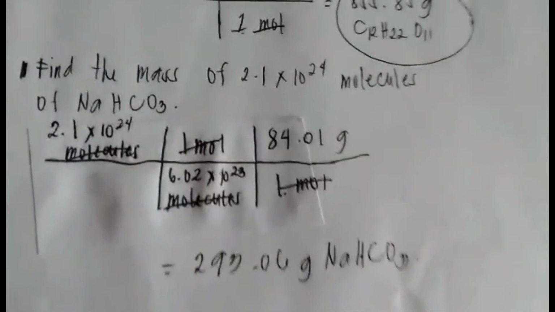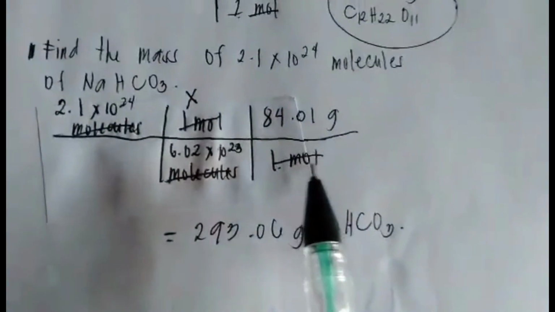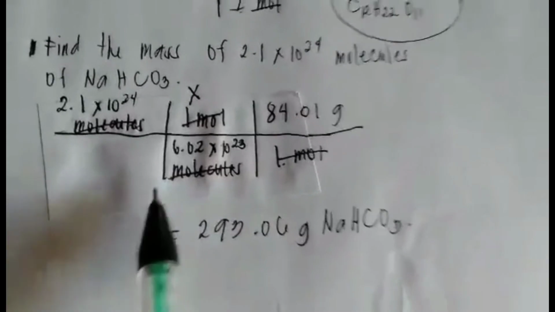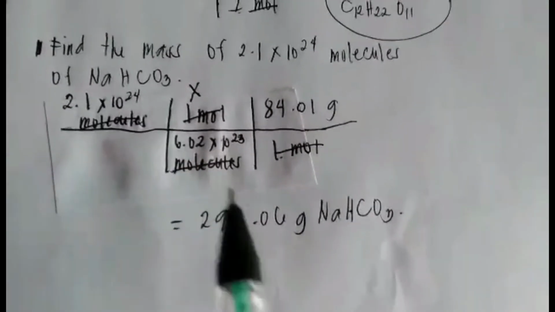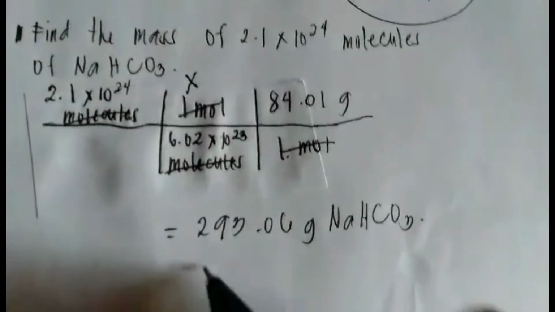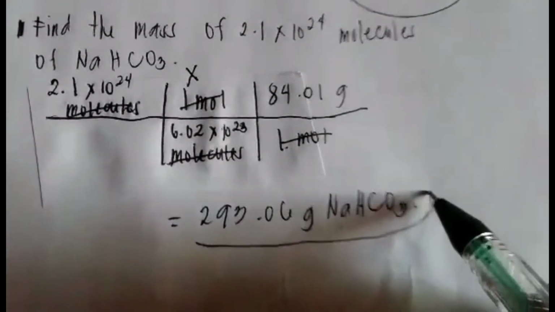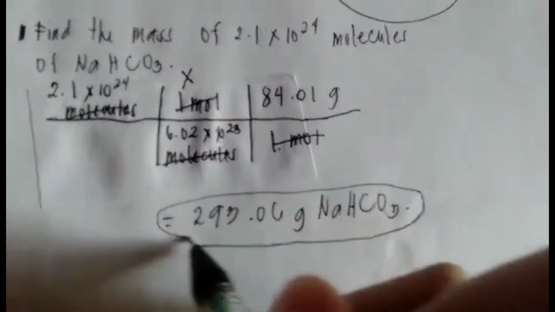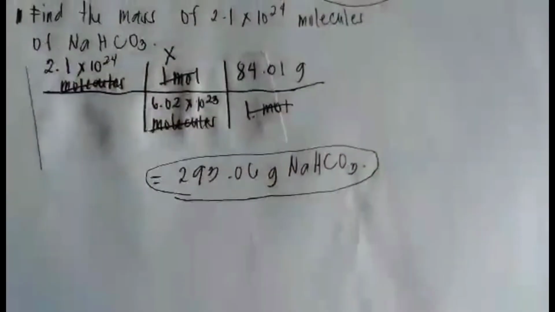So 2.1 times 10 raised to 24, multiplied by 84.01 grams and divided by 6.02 times 10 raised to 23, and you will get the answer, which is 293.06 grams of NaHCO3. So this is now the final answer.